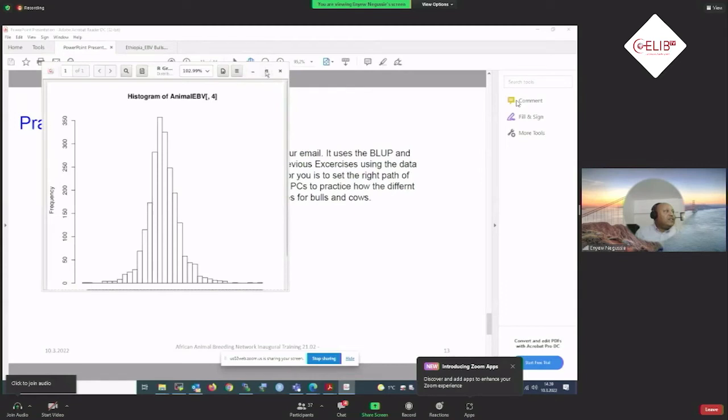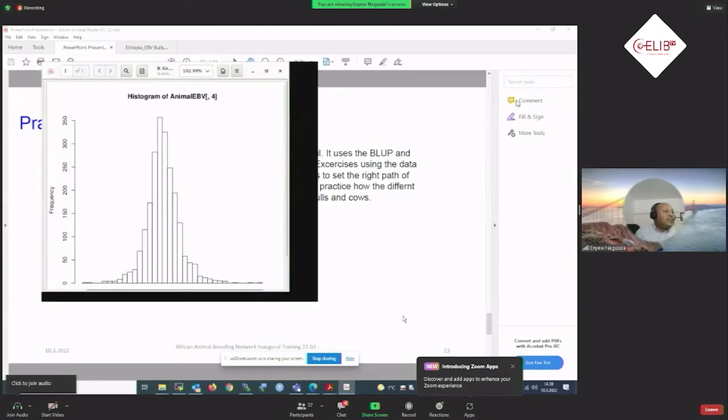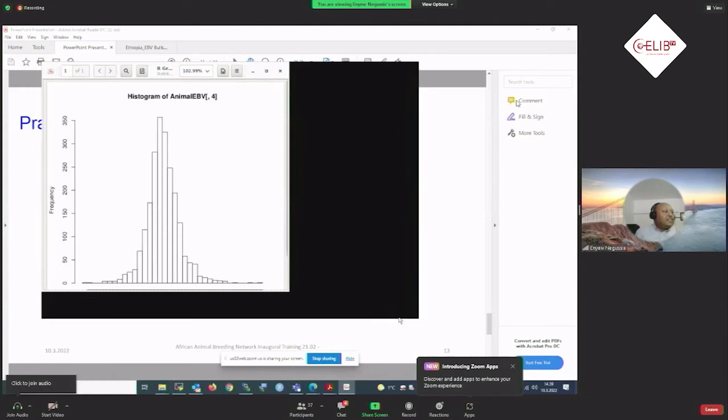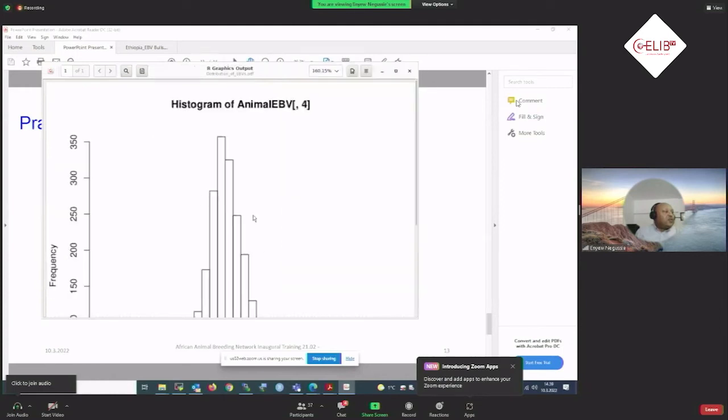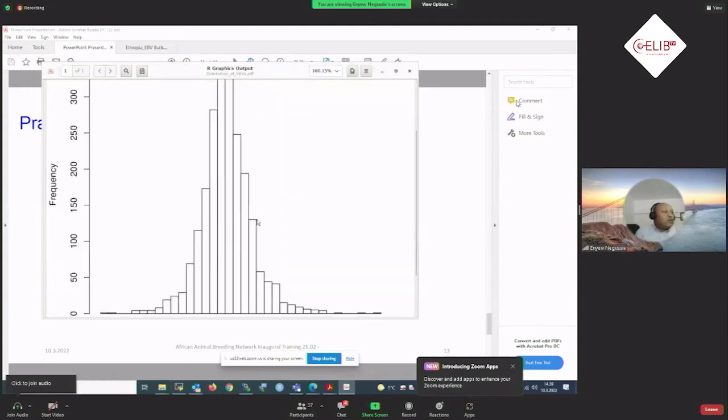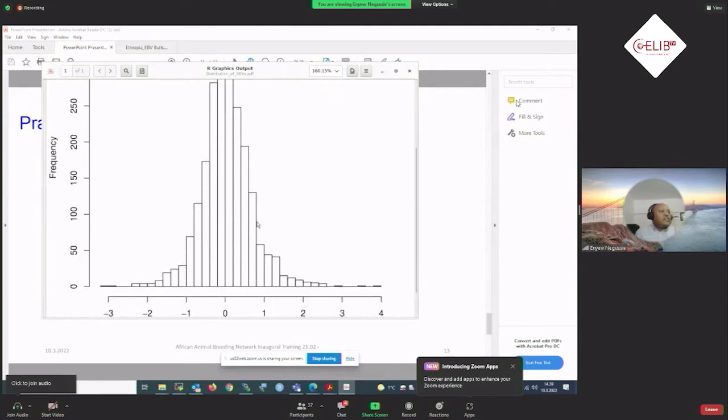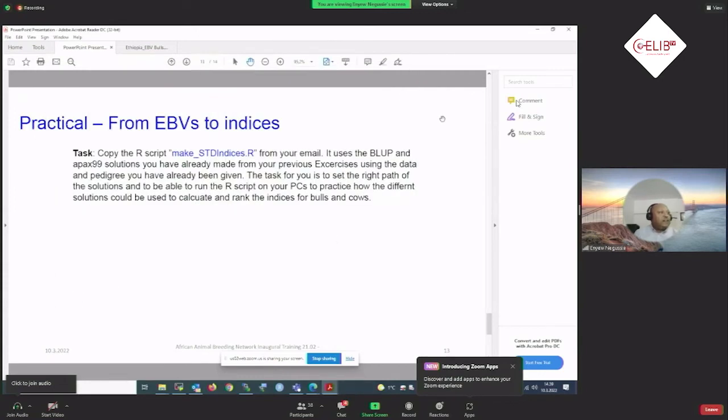Hello? Yes, we can see. This is a very nice estimate. You see, it is normally distributed. I don't know, my computer is somewhat slow today. Yes, this is a solution from the R run. It now plots your breeding value. This is one of your diagonals. Everything is fine.